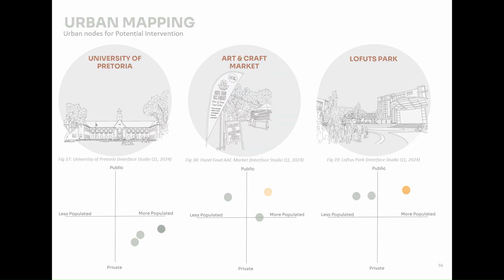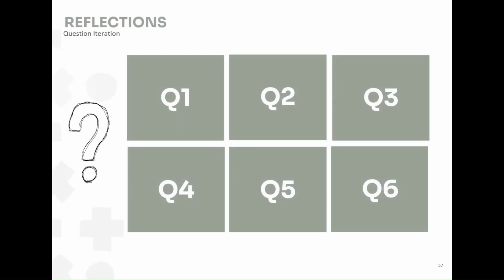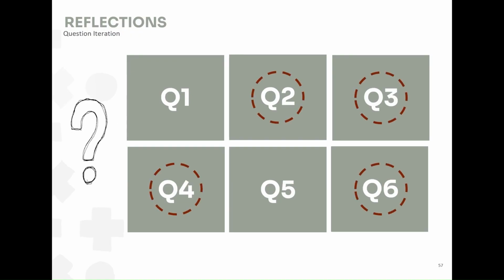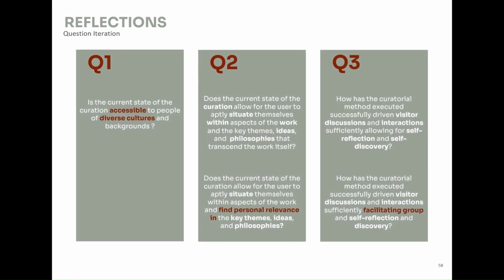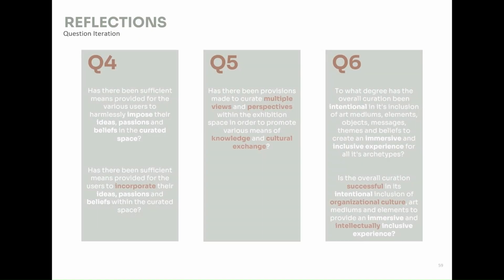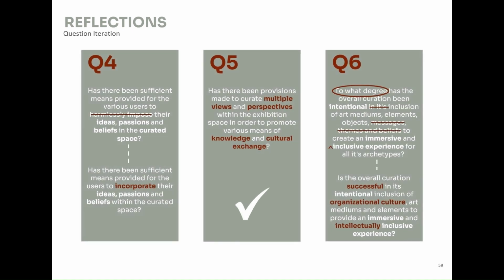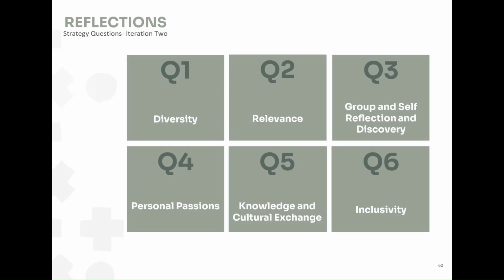opportunities. Through our analysis of the interior, transitional, and urban nodes, we found that the strategy questions could be refined for better clarity in the phasing, most notably questions 2, 3, 4, and 6. Here, we can see the refinement of questions 2 and 3, as well as the refinement of questions 4 and 6. This refinement led to our second iteration of strategy questions.